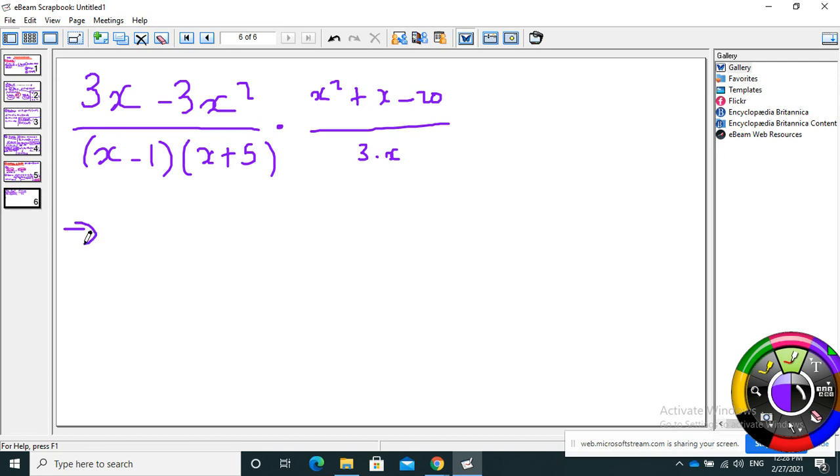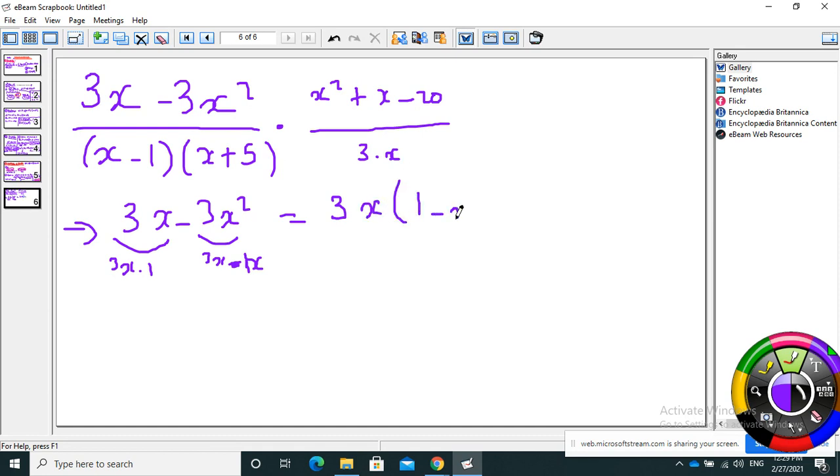I will factorize first 3x minus 3x squared. As usual, how many terms do we have? We have 2 terms. Can I see a visible factor? Yes, it's 3x. So here it's 3x times 1. Here it's 3x times x. So the 3x factor, and I still have from the first one, 1 minus x.